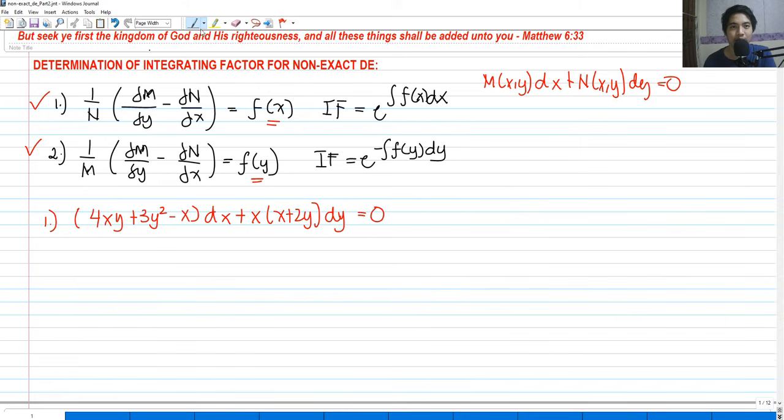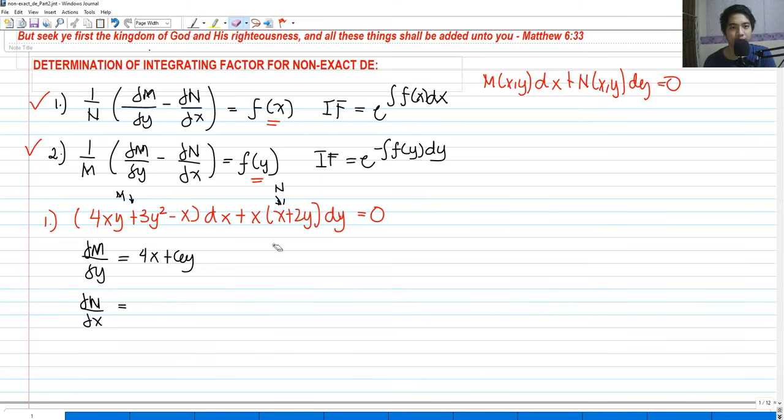Okay, so let's get started for us to realize this. If we get the partial of M with respect to y, this is our M. Let's get a test for exactness, so that we can identify that this is not an exact DE. If we get the partial of M with respect to y, this will be 4x plus 6y. How about the partial of N with respect to x?